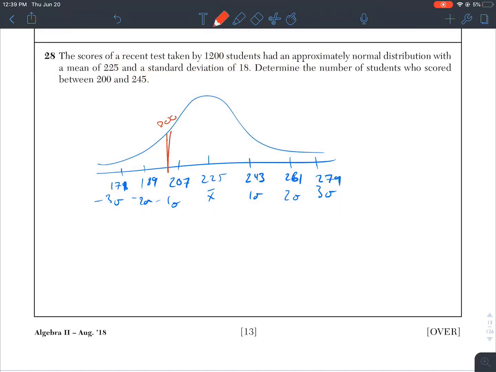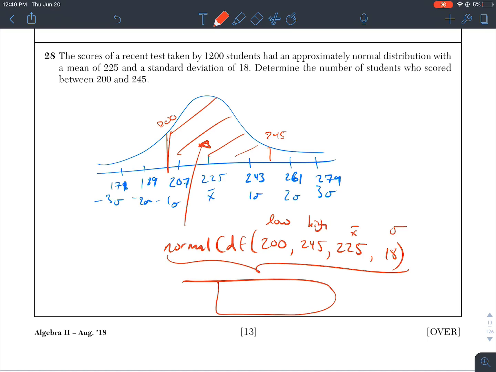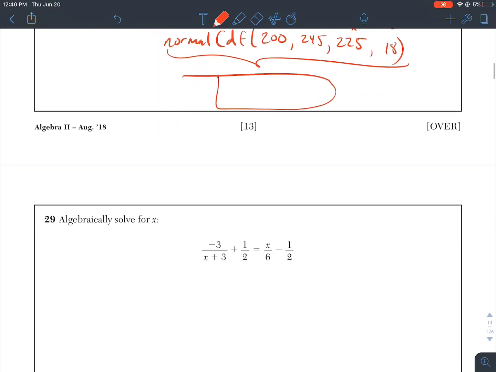find from 200 to 245, which are not any of our sigma values. So we need to use the normal CDF calculator function in order to find this. So the values that you would plug in would be the lowest value in the range, the highest value in the range, the average value, and the standard deviation, which is 18. And if you do this, whatever you get is the final answer. My calculator on Desmos doesn't do this, so I'm going to not use it.